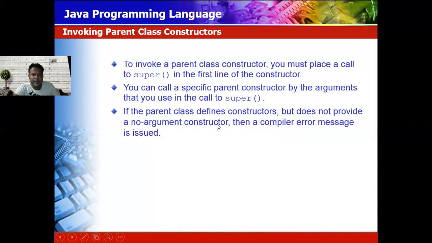If the parent class defines a constructor that requires an argument, then a compiler error message is issued. Suppose a parent class constructor contains a parameter, and when you call the parent class constructor in the child class using the super method, if you do not pass the parameter value, then it shows an error. If your parent class constructor contains a parameter, then in the child class, when you call the super method, you pass the parameter value.